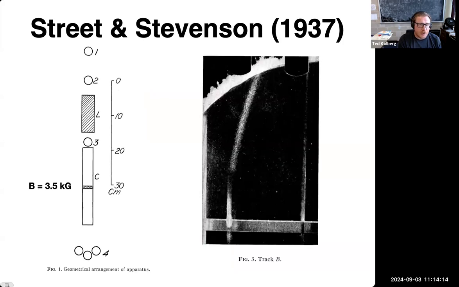That's the experiment that Street and Stevenson set out to do in 1937. They have 4 counters here, 1, 2, 3, and 4. The coincidence that they're looking for is 1 and 2 and 3 and not 4, right? So by inverting the logic, you can also exclude things from the coincidence, and we would call that a veto in today's experiments. So we're looking for the coincidence of 1, 2, 3, and then we veto on 4. And then we have a chamber in here, which you can then image.